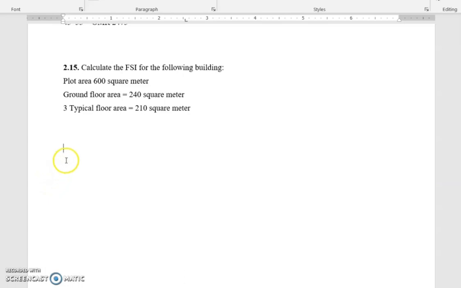طيب السؤال الأخير اللي في محاضرتنا لهذا اليوم 2.15 calculate the FSI, floor space index. إذا تذكروه أخذناه في المحاضرات السابقة وشرحناه. For the following building: plot area 600 square meters, ground floor area 240 square meters, three typical floor areas 210 square meters. القانون تبع هذا اللي هو الفورمولا أخذناها سابقا. اللي هي built up area. كم ال built up area عندنا؟ هي 240 زائدا 210 في 3.